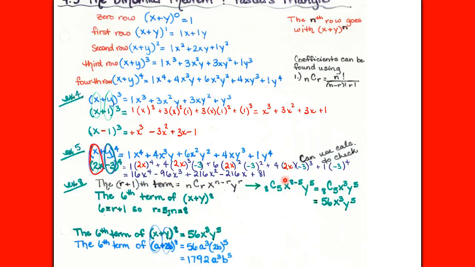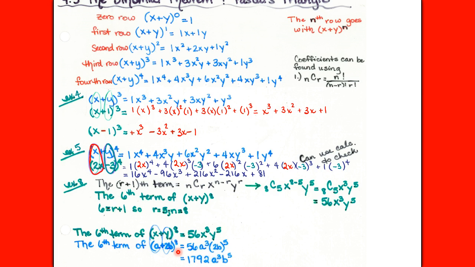Now, sometimes they're not interested in me giving a whole row. We've talked before about something crazy like x plus y to the 21st. They really wouldn't want the whole row for x plus y to the 21st. They would probably want a specific term. So what if you're only looking for one particular term instead of a whole row? Well, that's what we look at in example number 8. For example number 8, they asked me to find the 6th term of a plus 2b to the 8th.